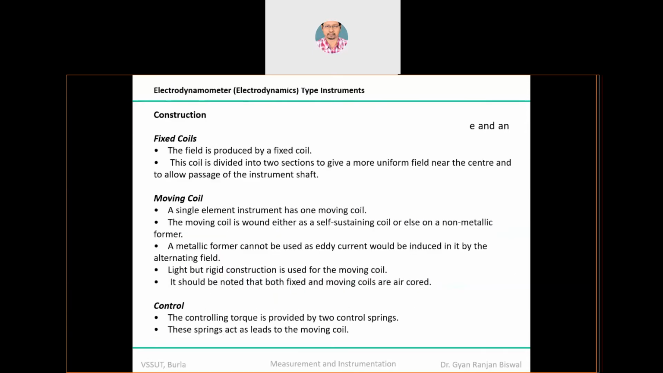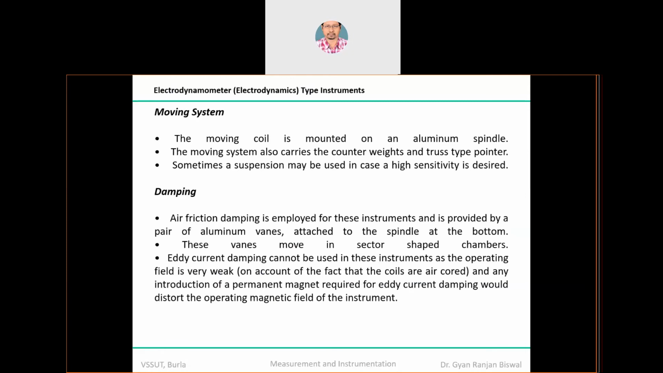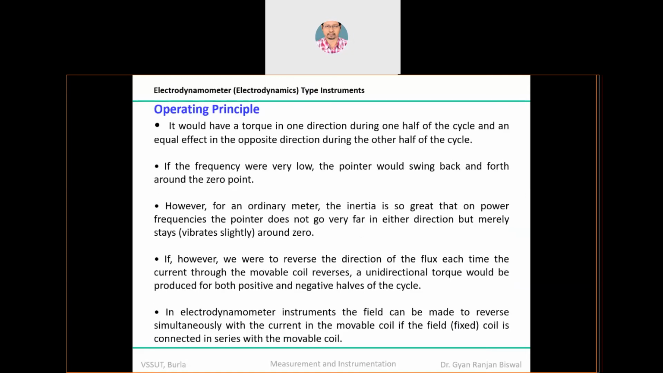So now what will happen? How are you going to operate these kinds of instruments? As far as the operation of these instruments is concerned, you have noticed that the pointer, which is mounted over the spindle, can move forward and can be brought back in the reverse direction, that means towards zero, by varying the direction of the current passing through the movable coil.